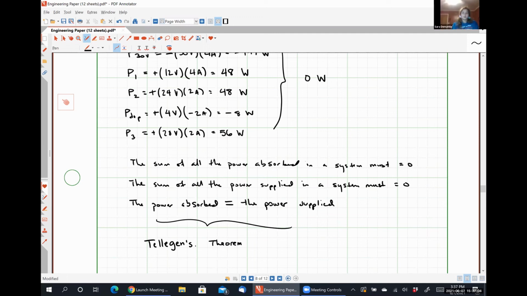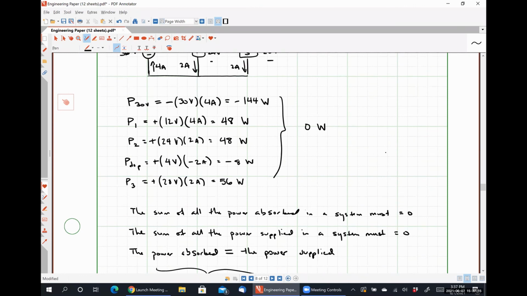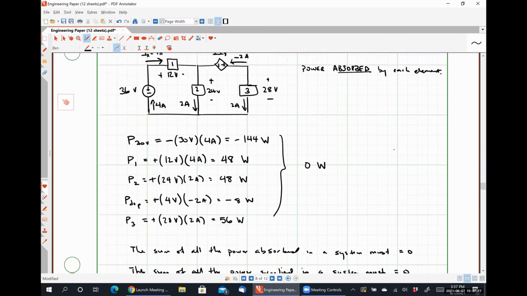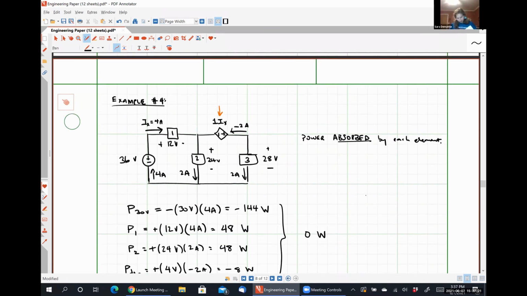Could you go over one more time how you got the power for the dependent source? Absolutely, yes. Dependent sources are going to trip you guys up for a little bit, so I'm happy to go over that again. The voltage, so let's just call this right here. Let me use a different color real quick.